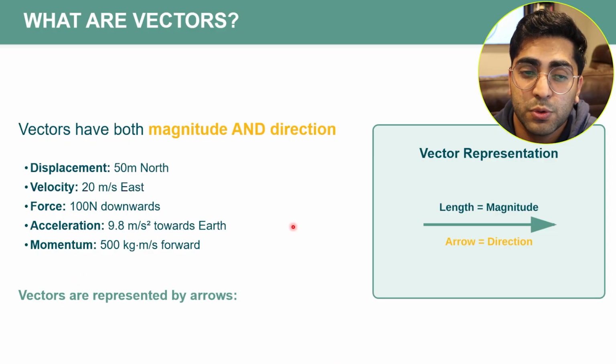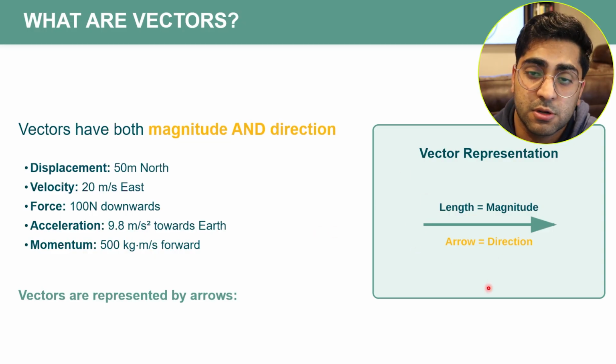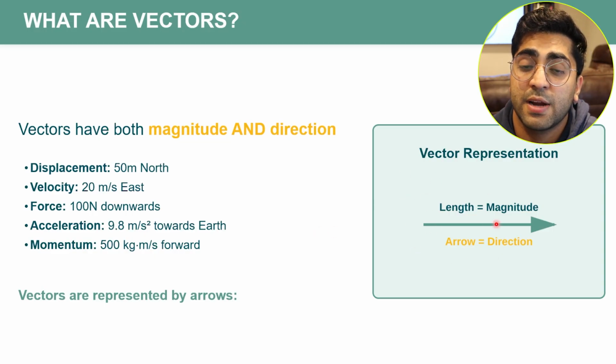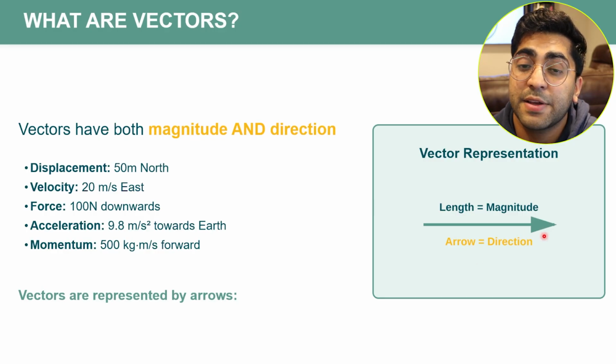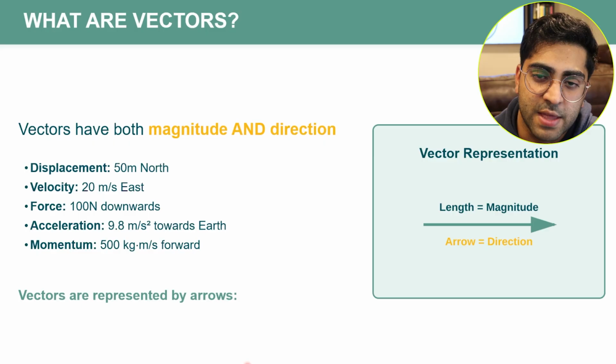Now, how do we represent these vector quantities? We represent them using arrows. In a typical representation of an arrow, the length represents the magnitude, or the size, of something. So a larger arrow represents a larger vector quantity, and the direction of the arrow represents the direction of that quantity as well.